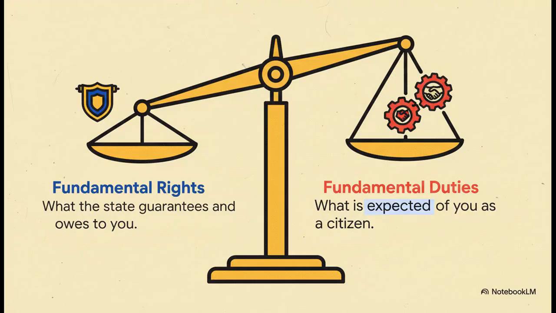But the blueprint also sees citizenship as a two-way street. It's all about balance. On one side, you have your fundamental rights. That's what the state guarantees to you. But on the other side, you've got fundamental duties. That's what's expected of you as a citizen to contribute back. It's a relationship, a give and take.